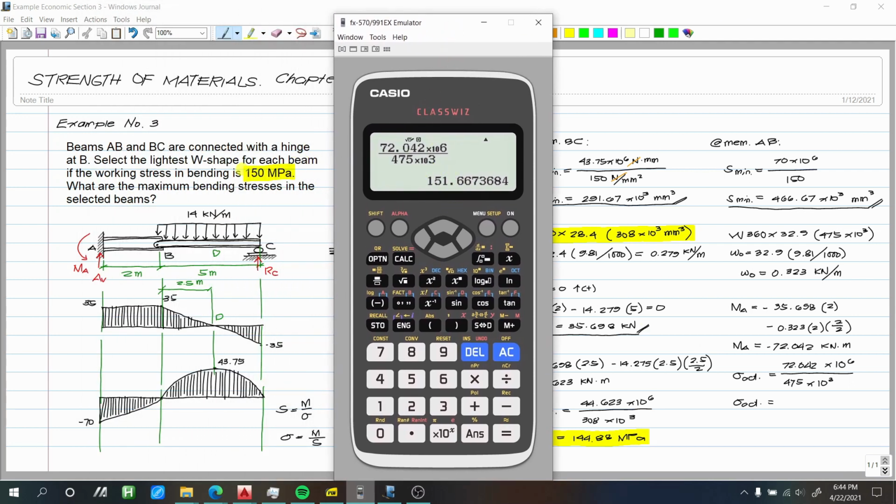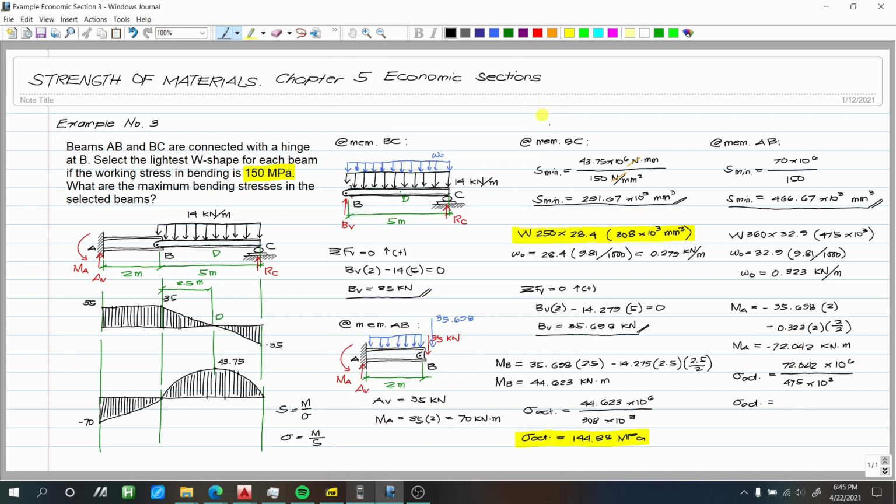So, nag-exceed tayo sa ating allowable bending stress or yung ating working stress na 150 megapascal. So, hindi pa pwede. Okay, hindi siya safe. So, ngayon, not okay tayo rito.